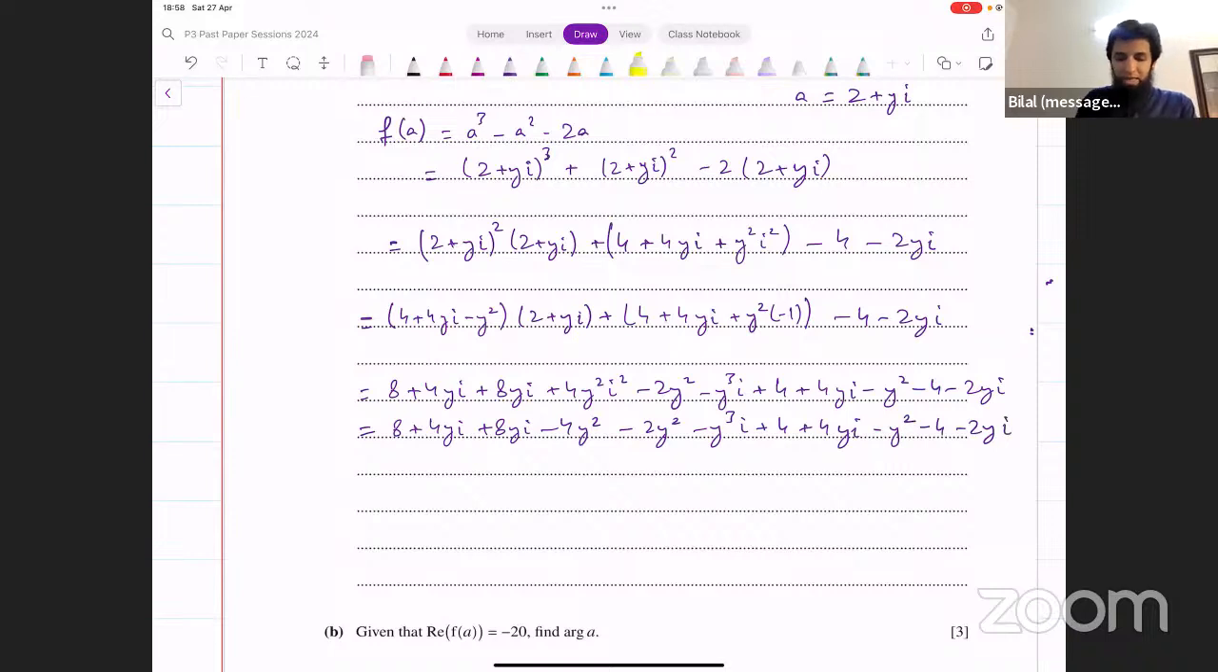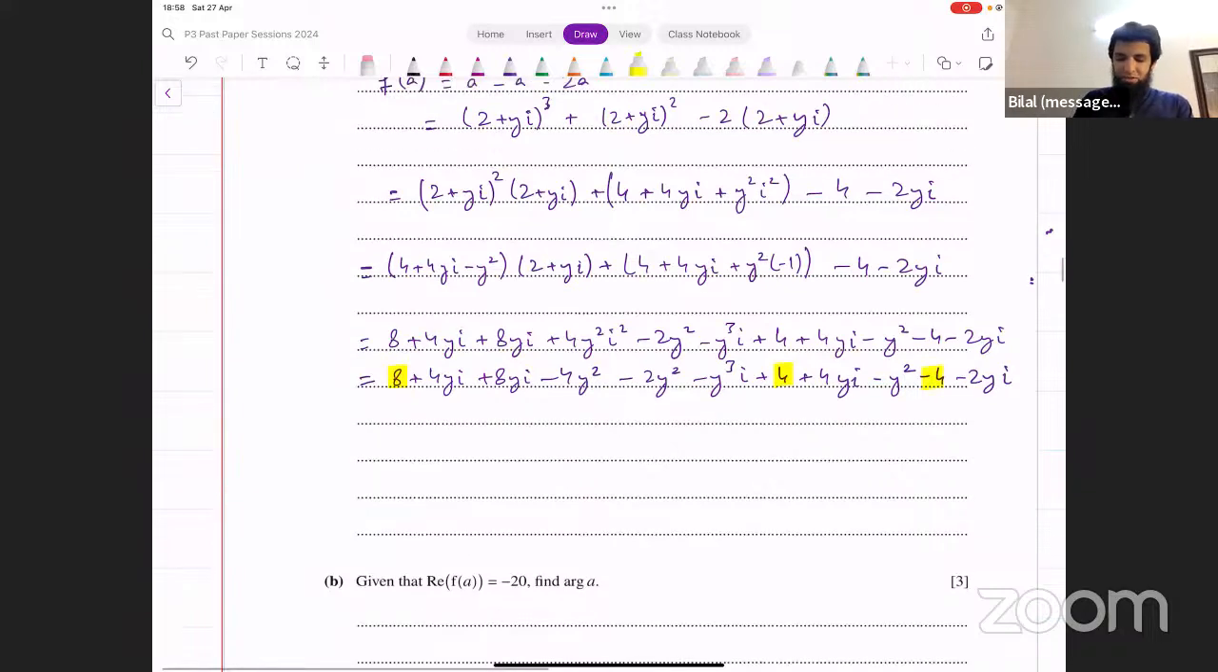Now, let's look for the like terms. We've got a constant here, another constant here, and another constant here. What do we get from these constants? 4 and minus 4 get cancelled, and I'm left with 8 from this. Okay, again, look out for careless errors.